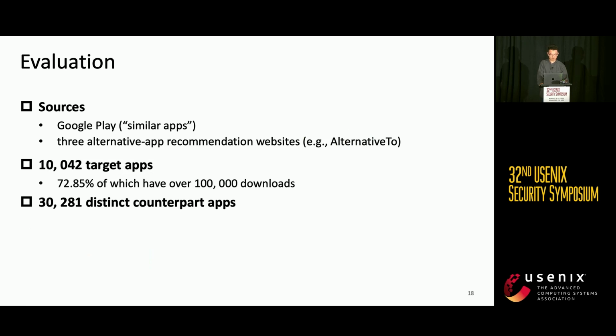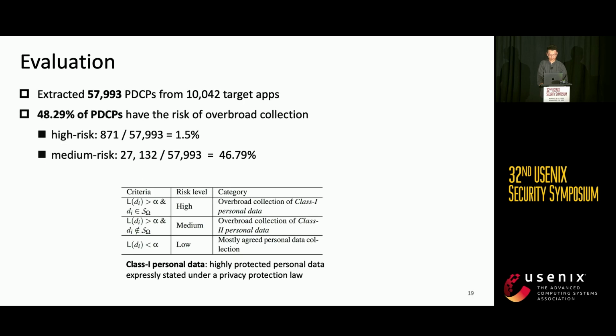So for evaluation, we crawled the target apps and the similar apps from the Google Play. And we also crawled the 3 alternative app recommendation websites. After pre-processing, the final dataset contains 10,042 target apps, and there are 30,000 distinct counterpart apps. From these 10,042 target apps, POLICYCOMP extracted and analyzed about 58,000 PDCPs.